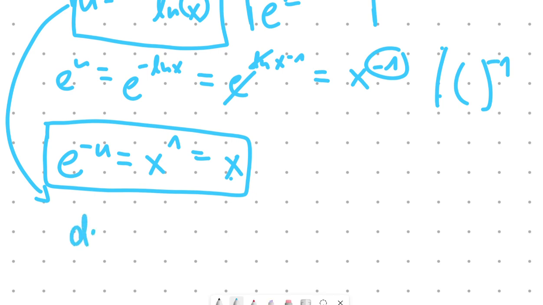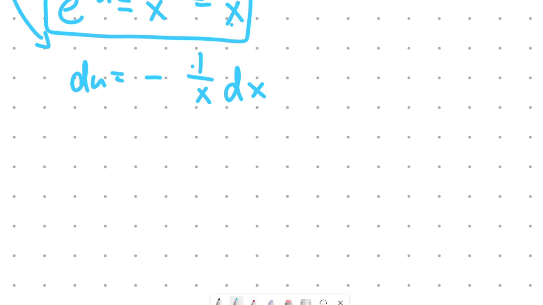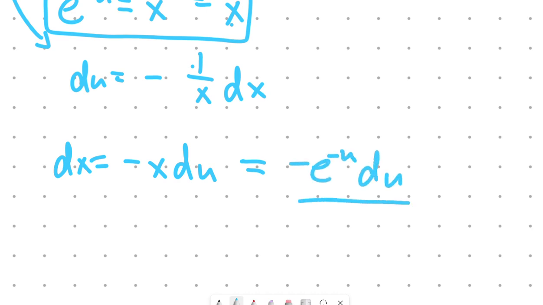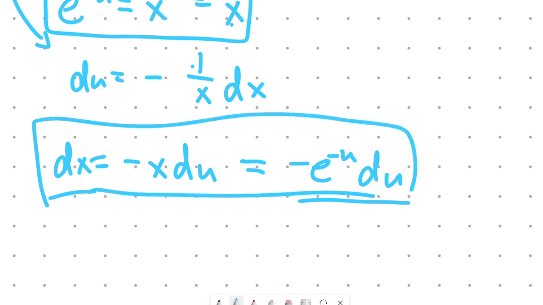du is equal to negative, the negative will come in front as a factor, 1 over x dx. Now we're going to multiply both sides by negative 1 and x, so that we'll just leave behind the dx. So the dx is just equal to negative x du, where x was just equal to e to the negative u, so we'll just get negative e to the negative u du. So we can take a box and write the new type of thing we have. So we have something like this.